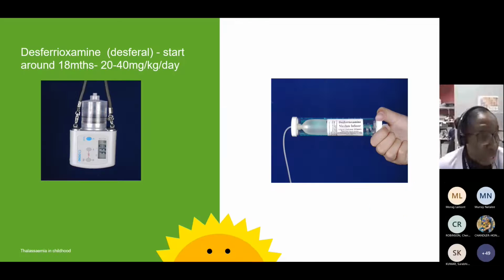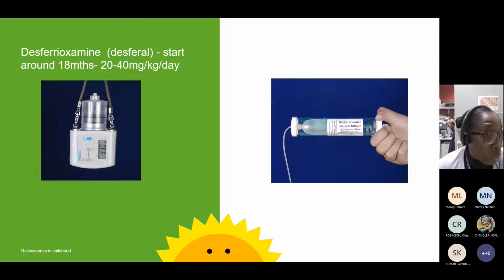So the Desferal, and I'm not sure, there's different pumps around, but this is the Cronus Pump that we use. And this is for someone we would use for around 18 months. And we start normally around about 20 milligrams per kg per day. When we start with the chelation therapy, we're talking about someone who's 18 months old. Some of them are still in nappies and everything like that.